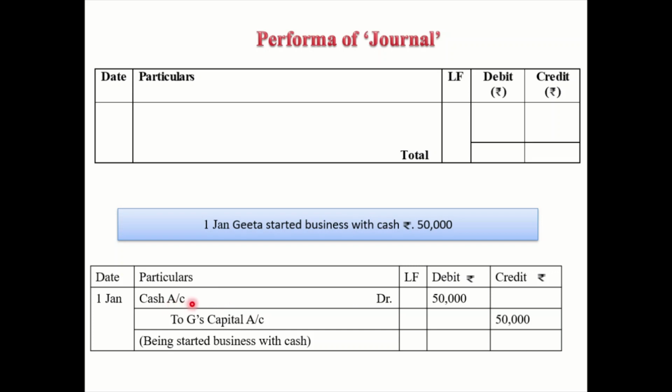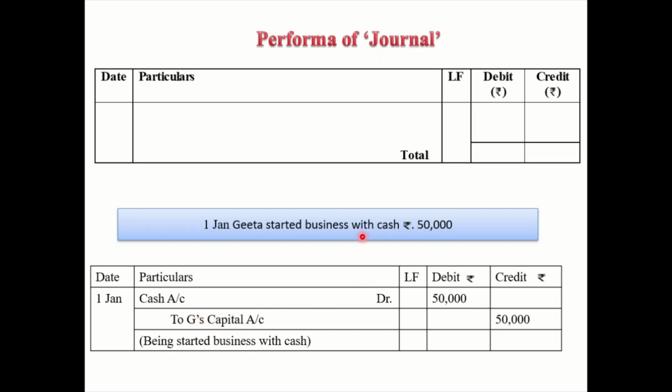Cash account is a type of real account. In this transaction, cash is coming into the business. What is the rule of real account? Debit what comes in and credit what goes out. See, cash is coming into the business. That's why cash account is debited with rupees 50,000, to Geeta's capital account.